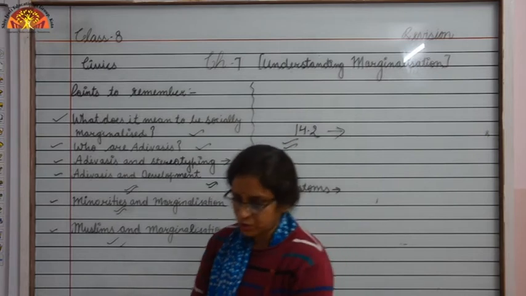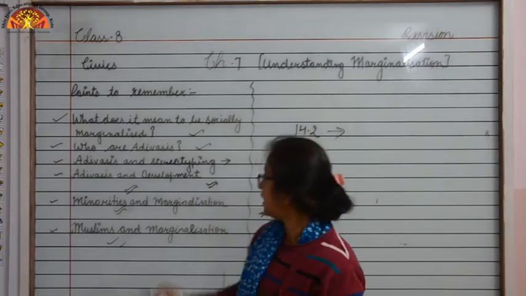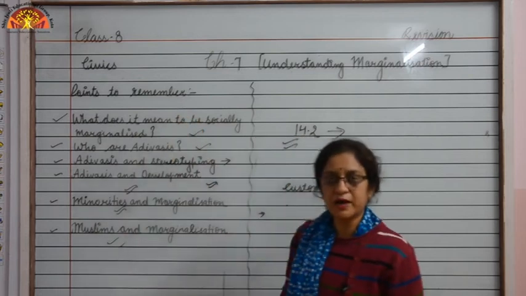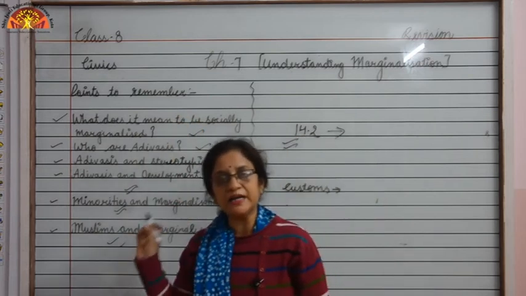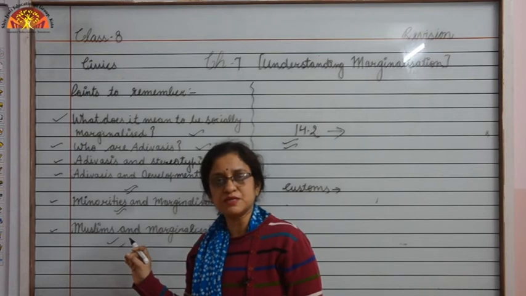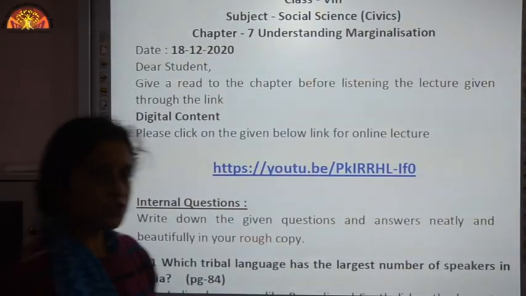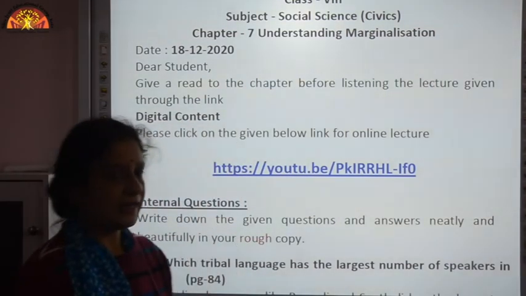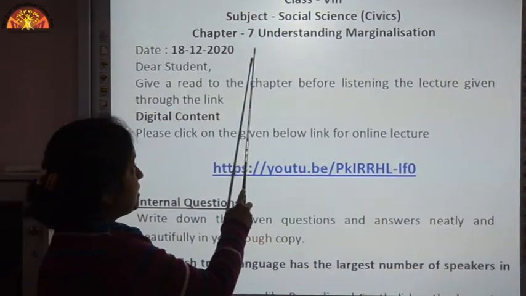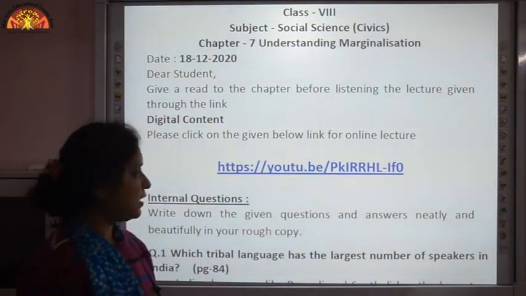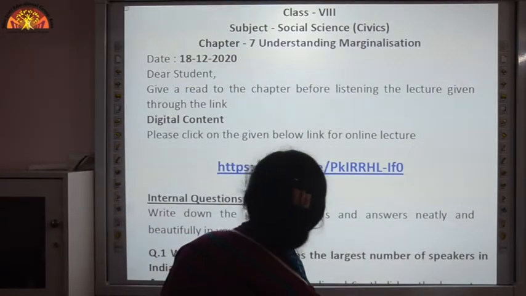Okay students, now we have finished our chapter. We have covered all the points. Now let's discuss the internal and the copy questions of this chapter. So students, let's start with the internal and the copy questions of Civics chapter 7, that is understanding marginalization. Okay.